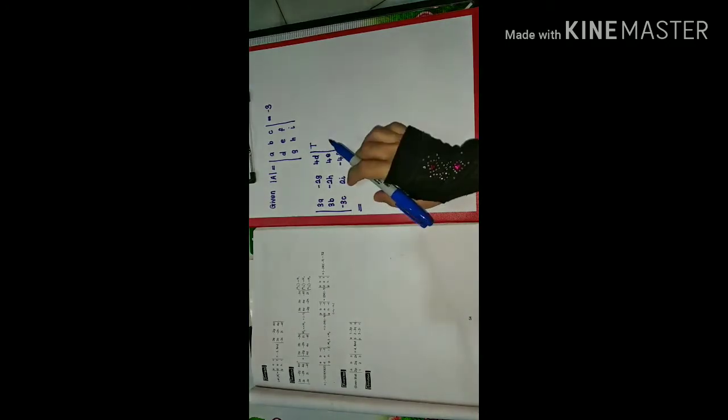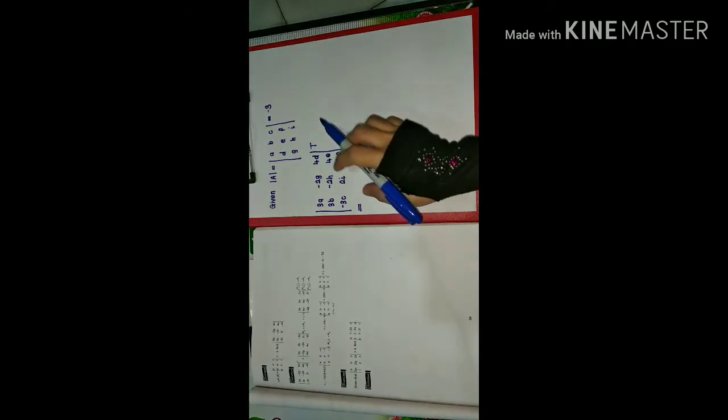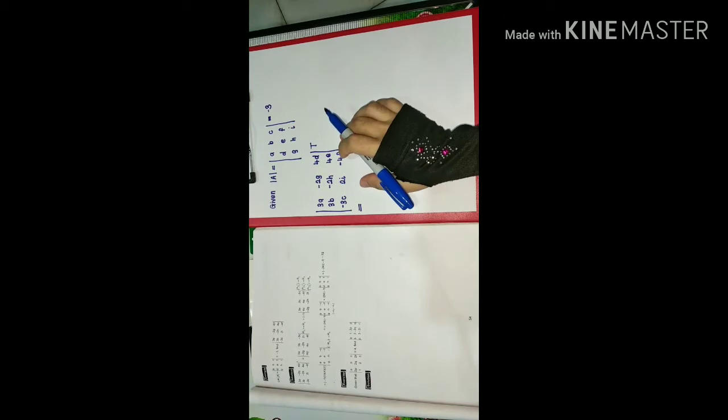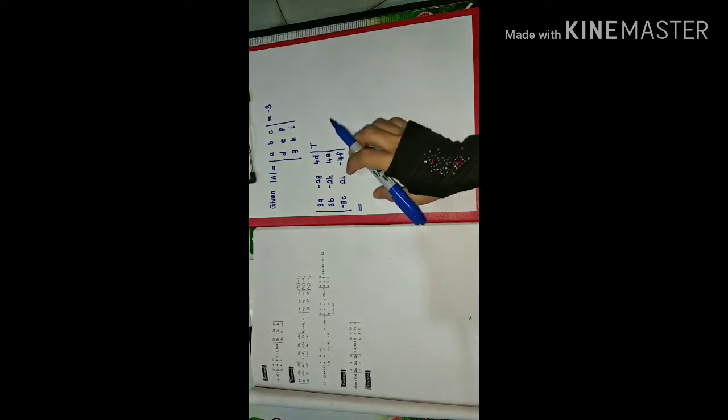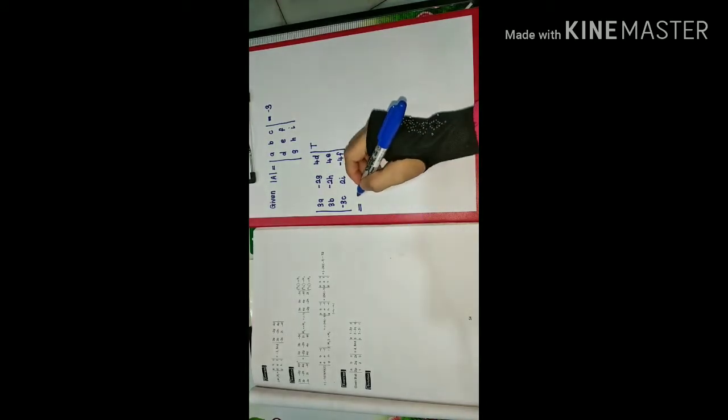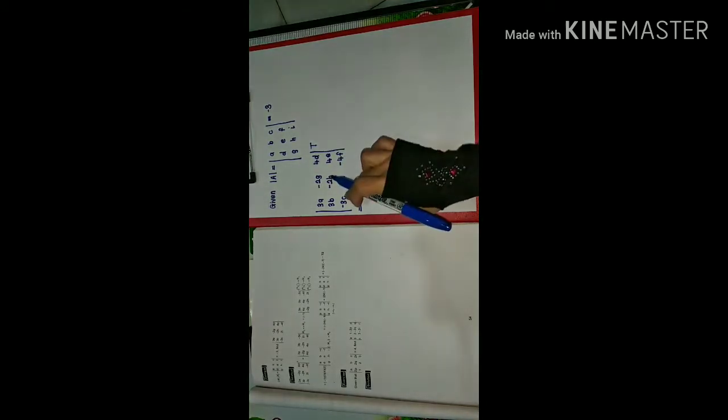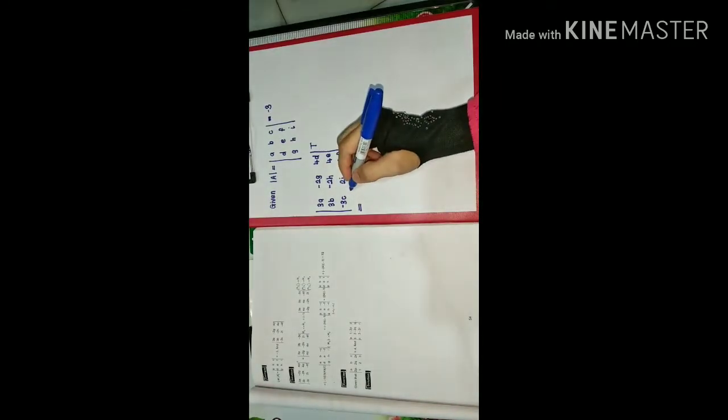So what happened on the determinant if we transpose a matrix? No effect. So you need to remember this one. If you transpose a matrix, no effect on determinant. So you don't have to do anything. You just transpose this matrix by interchanging rows and column.